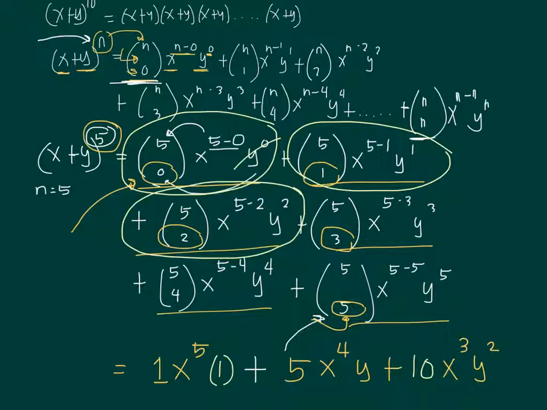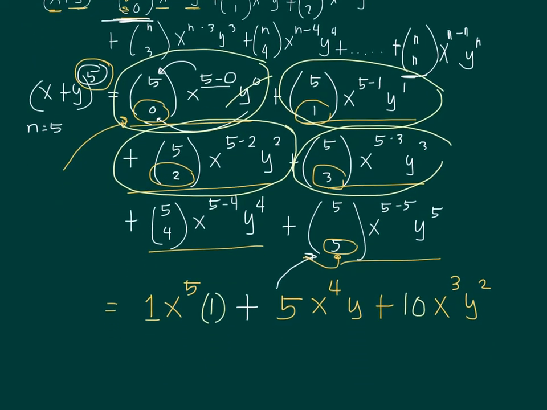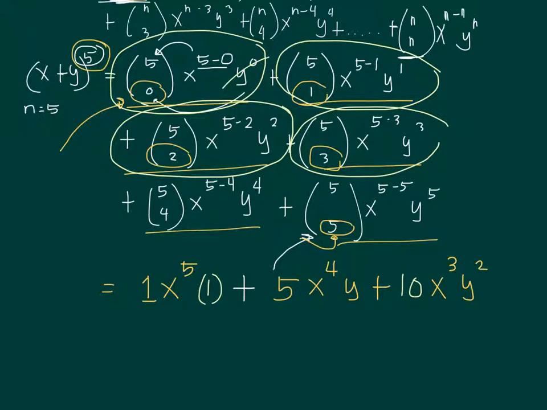And then continue with the fourth term. So what will be the fourth term? Compute for 5, 3. So we have plus 5, 3, that will also be a 10. You just have to compute for that. Then x to the 5 minus 3 will be x squared, and then y gets a cube.